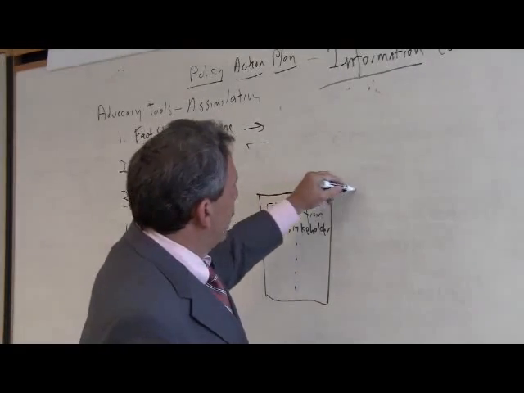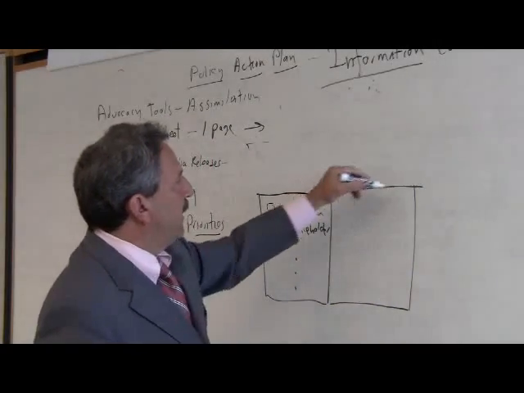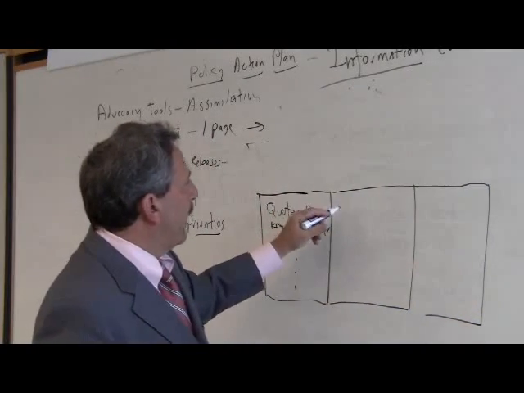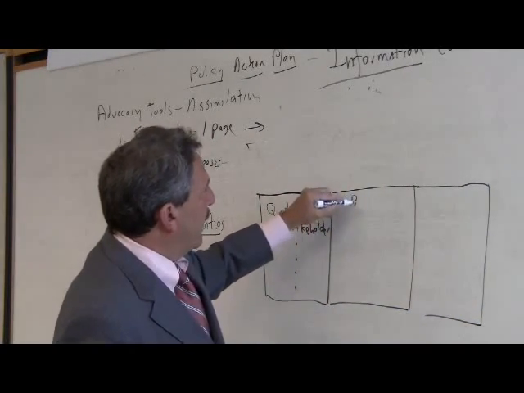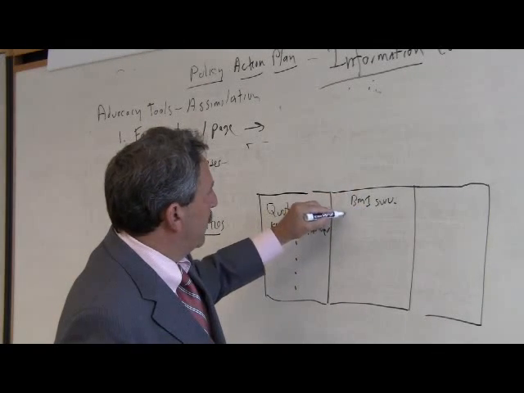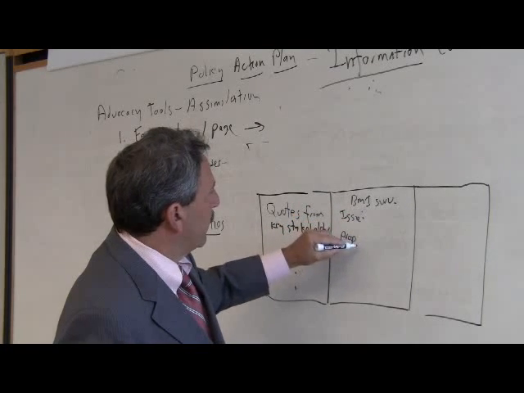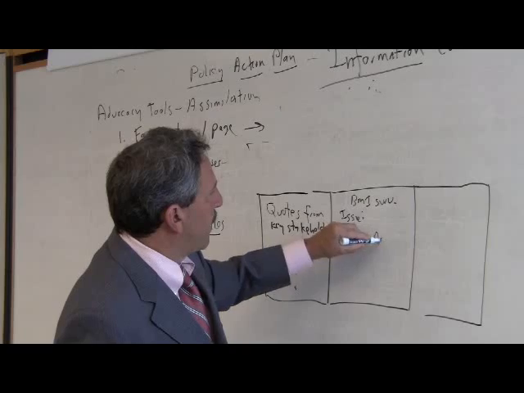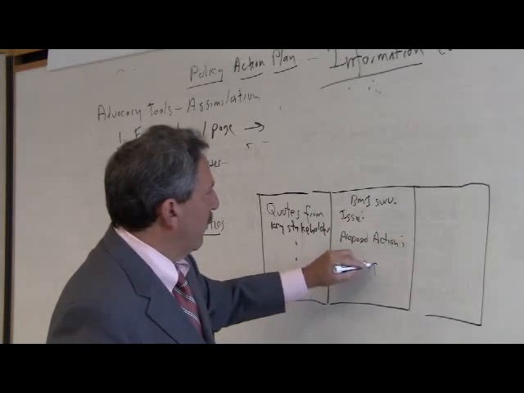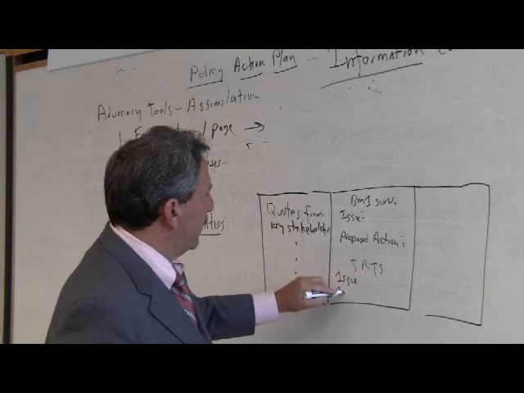And then what we do is we have a page, 1 or 2 pages, that basically lays out BMI surveillance, issue, proposed action. Okay, safe routes to school, issue, proposed action.